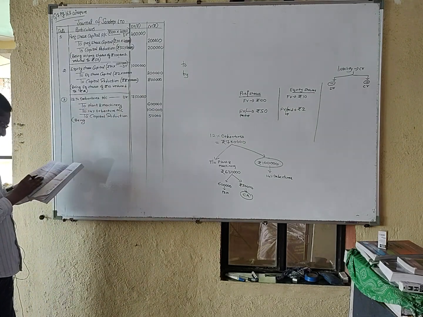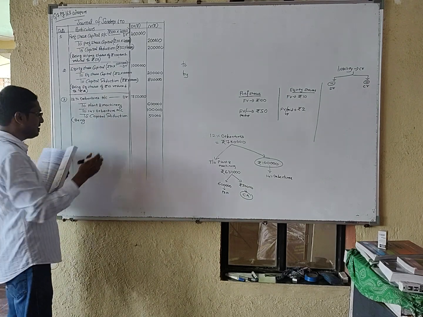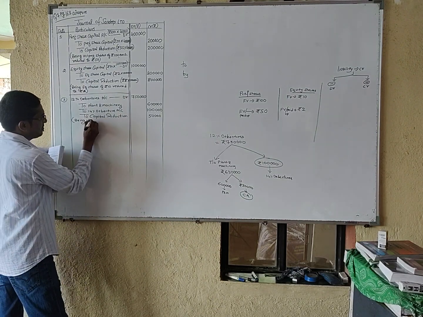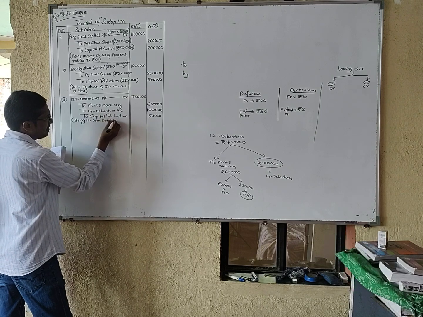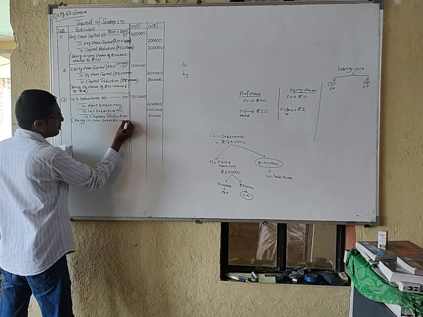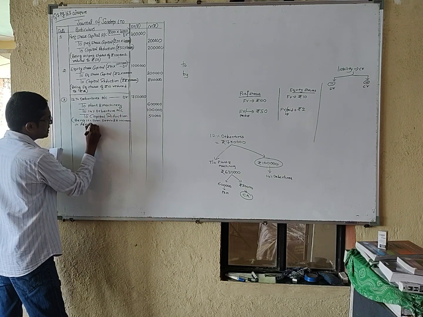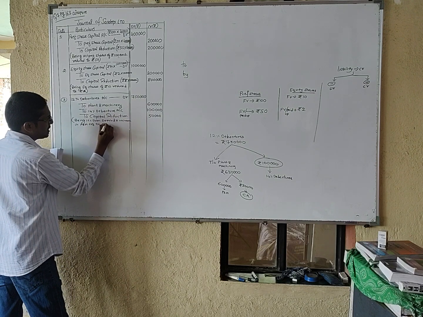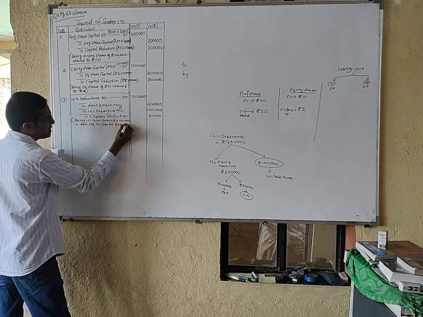Being 12% debentures settled. Okay, 12% debentures settled. And increase in the value of plant and machinery transferred to capital reduction account, that we have done. 50,000 we transferred to capital reduction account.